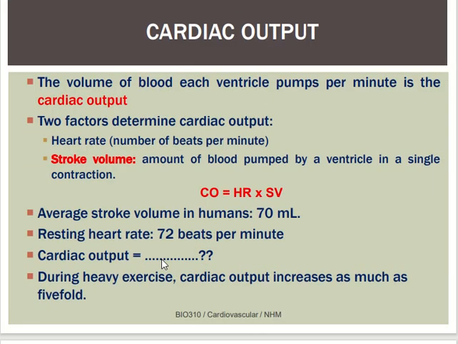Okay, so cardiac output refers to the volume of blood each ventricle can pump within a minute. Two factors determine the cardiac output. The first is the heart rate, which refers to the number of beats per minute, and the other is the stroke volume, which is the amount of blood pumped by the ventricle in a single contraction. To calculate the cardiac output, the heart rate is multiplied by the stroke volume. You can calculate this one by yourself later.